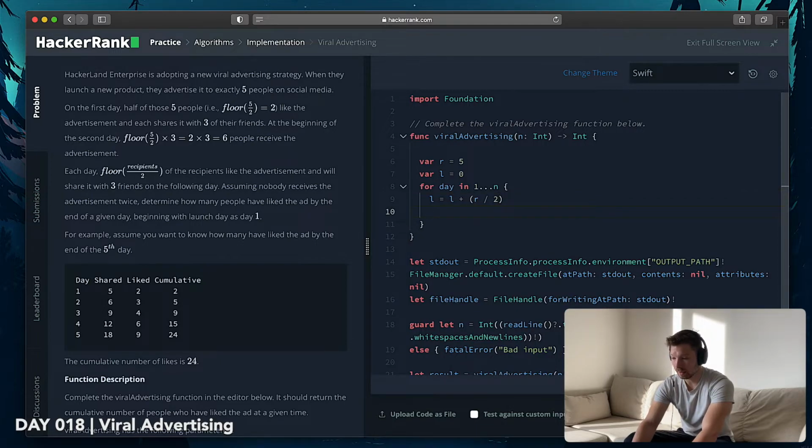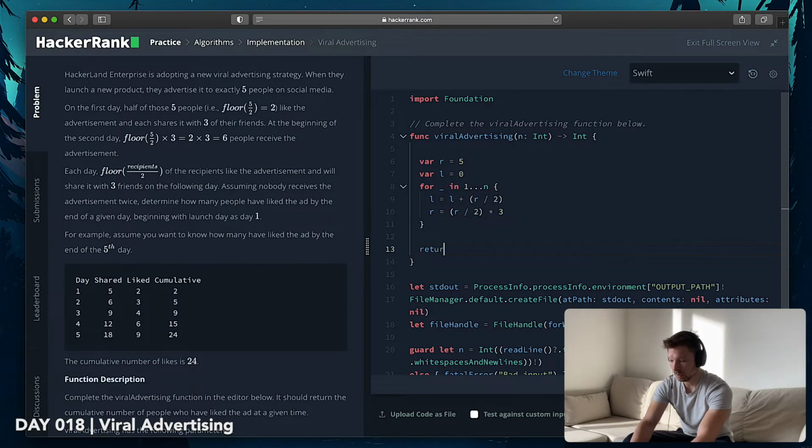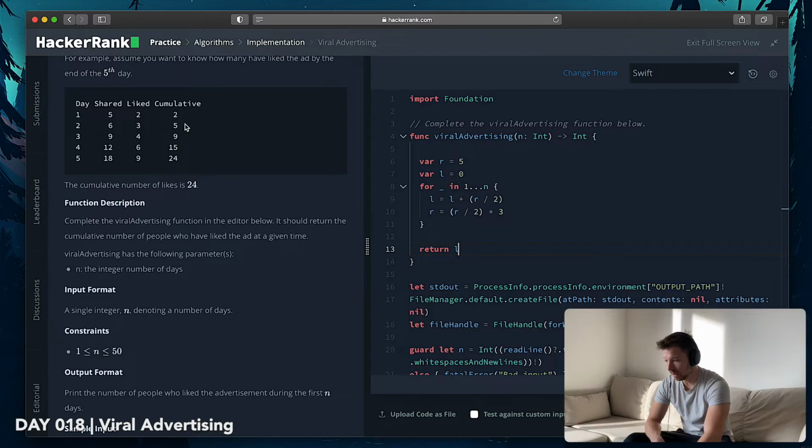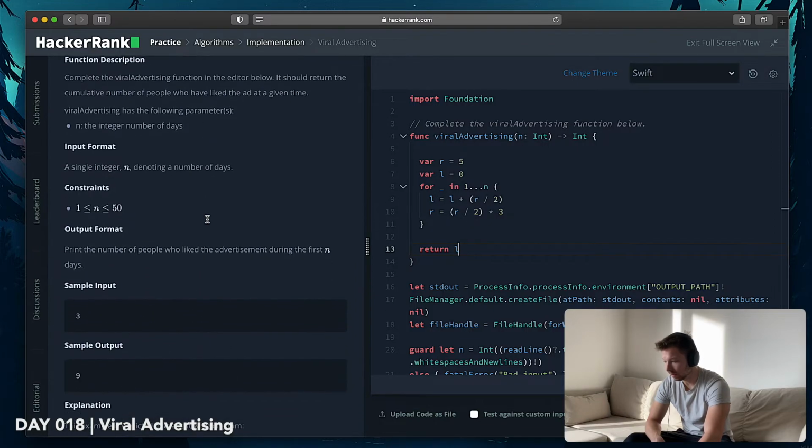This is likes, and now we have new recipients, which means we have r divided by 2 times 3, right? They're always sharing with new friends, and I think that's it. Maybe we don't even need a variable here, and then we can say return the likes, because we want to know the cumulative likes in the end.